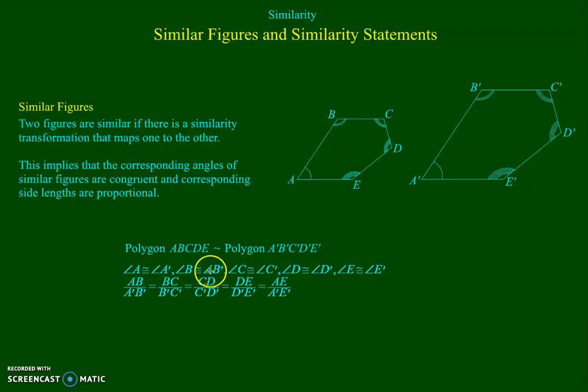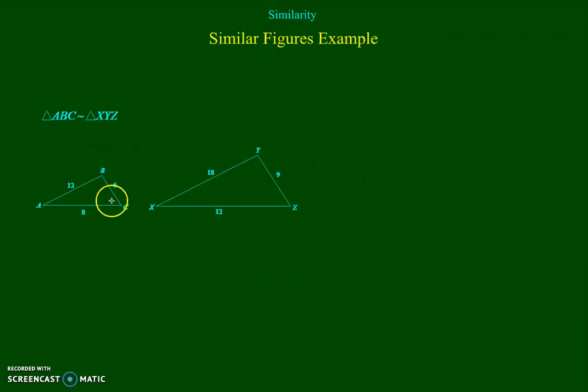So we have two major statements. The similarity statement that tells us the correspondence of the figures, and the proportionality statement, which tells us the relationship of the sides. Let's go ahead and explore this idea in greater detail using a specific example. Here I have two triangles and a similarity statement that says triangle ABC is similar to triangle XYZ. This statement tells us two very important things.